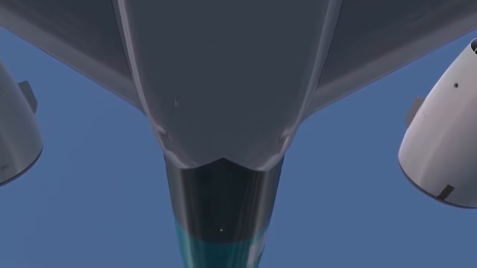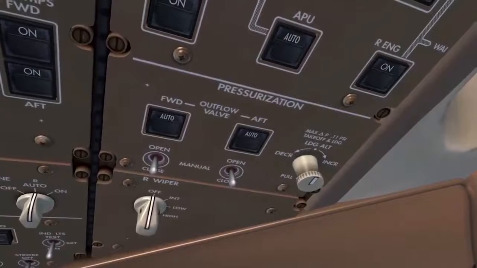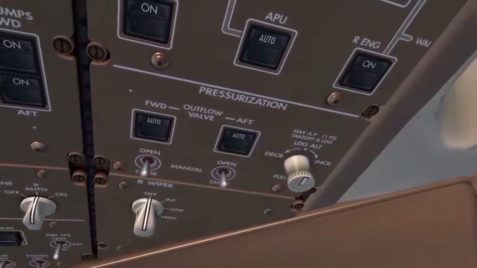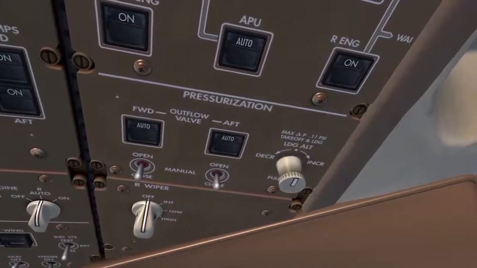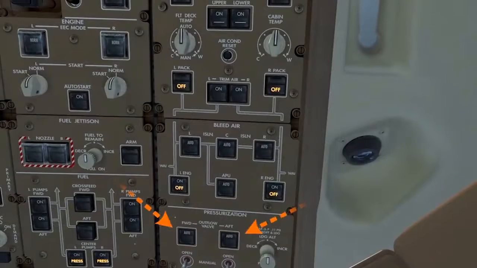Now, both outflow valves can be controlled automatically or manually. Automatic operation hardly requires any input from the pilots, except during pre-flight. Let's talk about each one, starting with automatic control. The ASCPCs supply automatic operation of the cabin pressure control system. To engage the automatic control mode, the outflow valve switches in the overhead pressurization panel must be pressed, obviously checking that the auto light is illuminated.